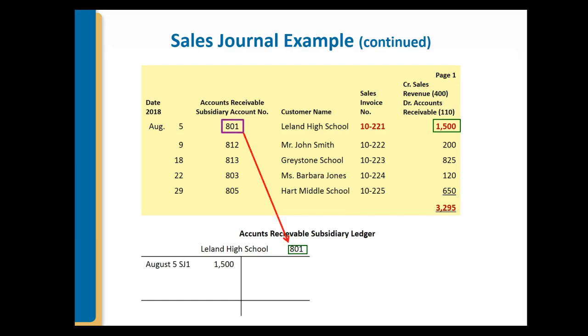The first credit sale of the month is to Leland High School for $1,500. The sales invoice number for this sale is 10-221, and the customer's subsidiary account number is 801. As we enter this transaction, the subsidiary account 801 for Leland High School is debited for $1,500.